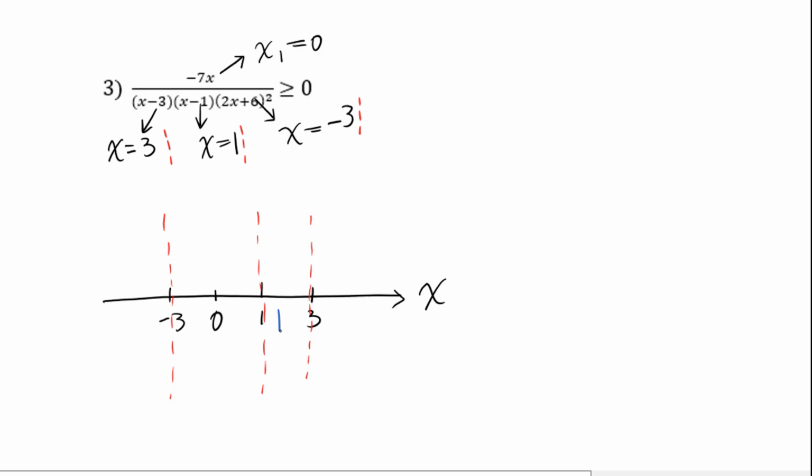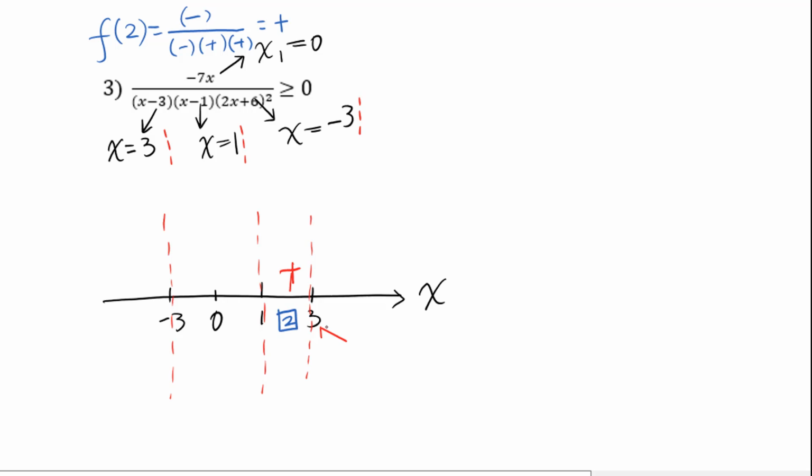Let's use 2 here. So we plug 2 into this rational function. Negative 7 times 2 is a negative. 2 minus 3 is a negative. 2 minus 1 is a positive. 2 times 2 plus 6 squared will be a positive. So we get a positive value for f of 2. Therefore, this is a positive.